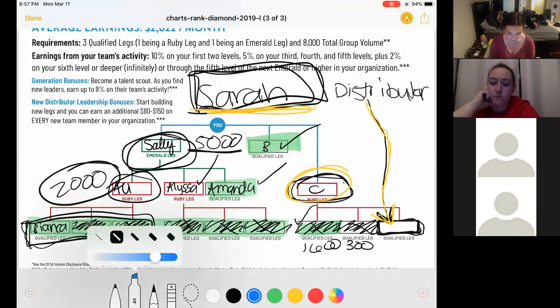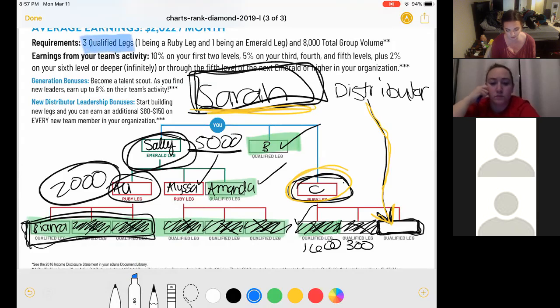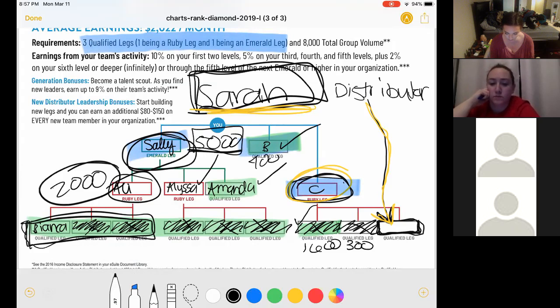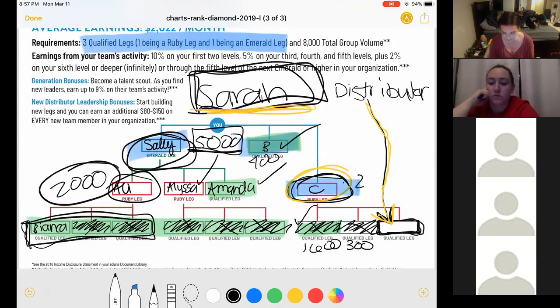So for Diamond, up here, you see you need the 3 qualified legs, 1 being a ruby, 1 being an emerald. Okay, so she needs 3 qualified legs. Here is 1. And then we need 1 being a ruby, so that's person C, and 1 being an emerald, person Sally. Okay? So Sally's got her 5,000 done. She's got 400. Person C has her 2,000, which is needed for ruby. So total, that's 7,400, okay?